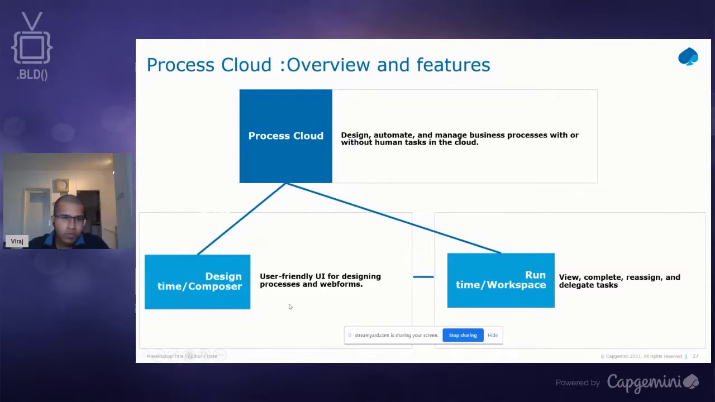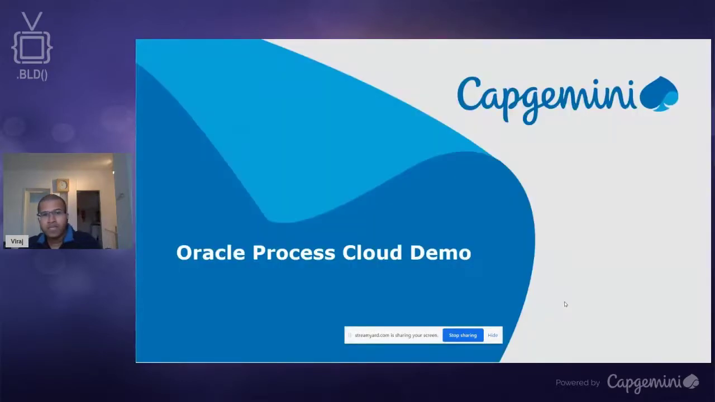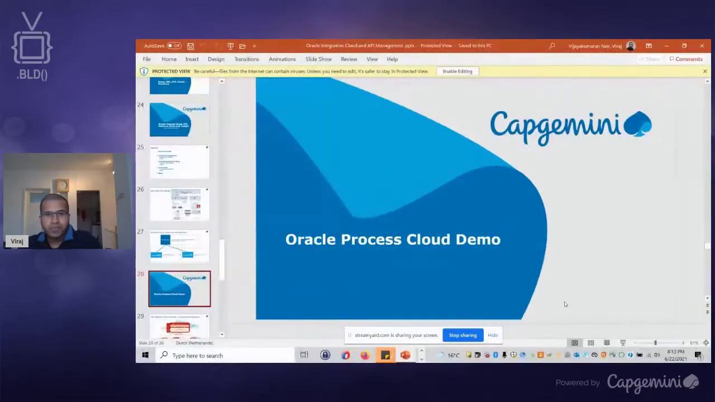It has two components: a design time, also known as the composer, and a runtime, known as the workspace. Design time is the UI where we actually design the process, and the runtime is the task repository, where we can see all the tasks assigned to a specific user, and from there we can reassign, complete, or even delegate the task to another user. Let's go to the demo.